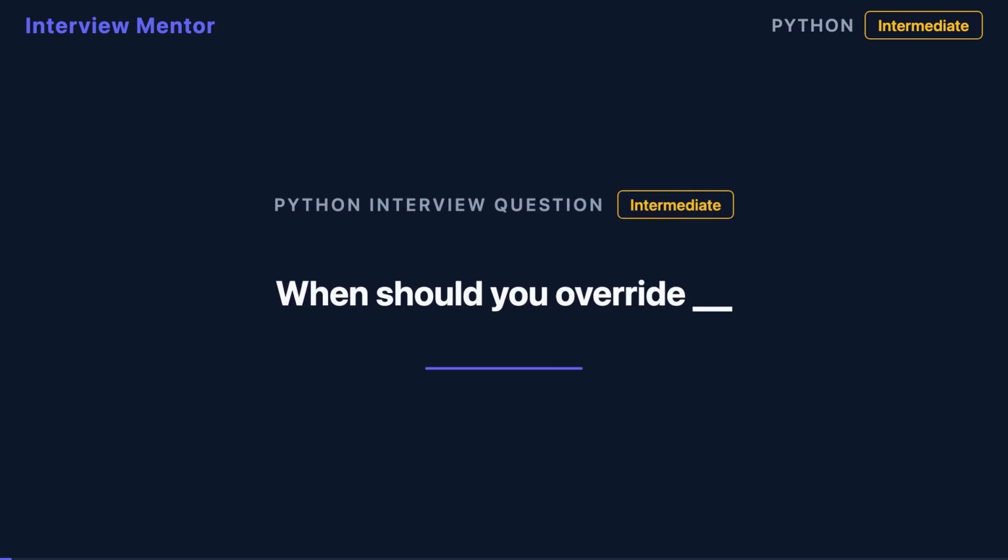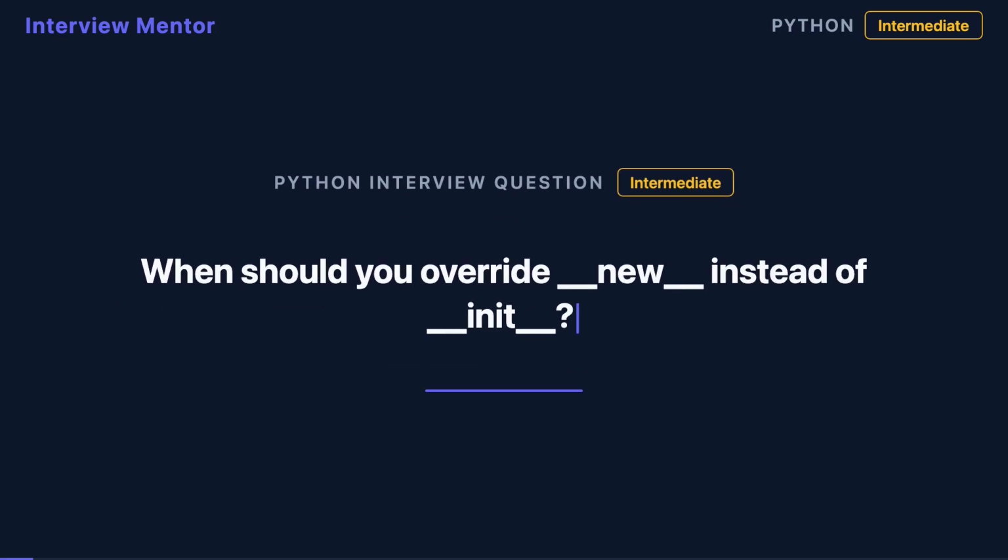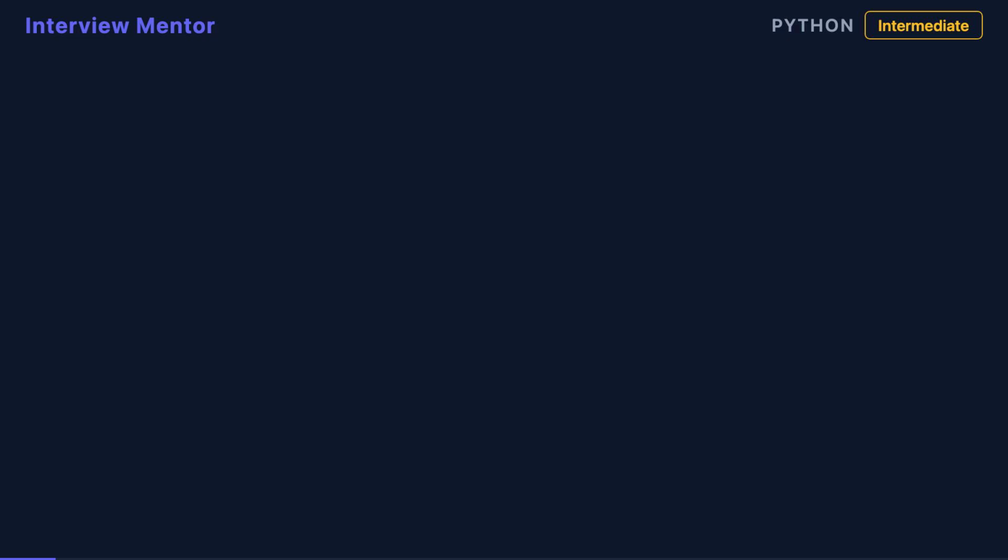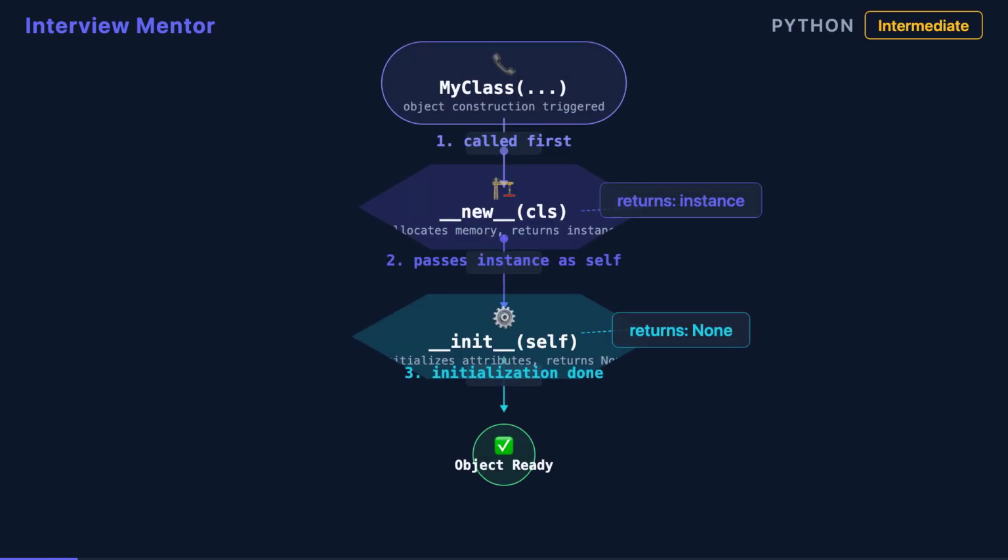Dunder init can't modify an immutable object after it's created. That's exactly when you need dunder new. When Python creates an object, two methods run in sequence. Dunder new is called first. It's a static method that allocates memory and returns the new instance. Only after that does dunder init run, receiving that instance to set its attributes.